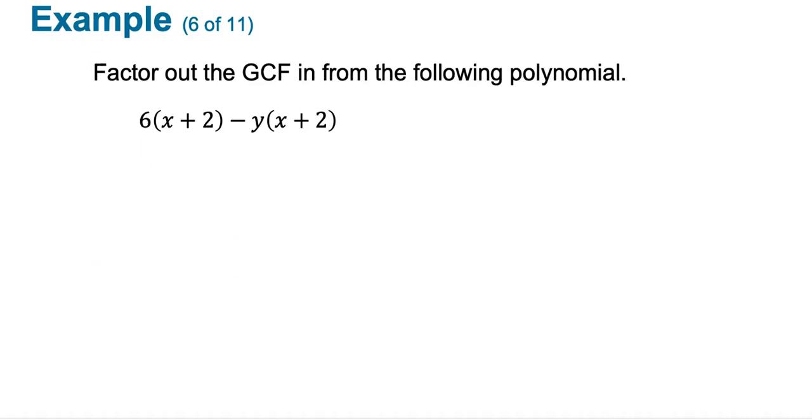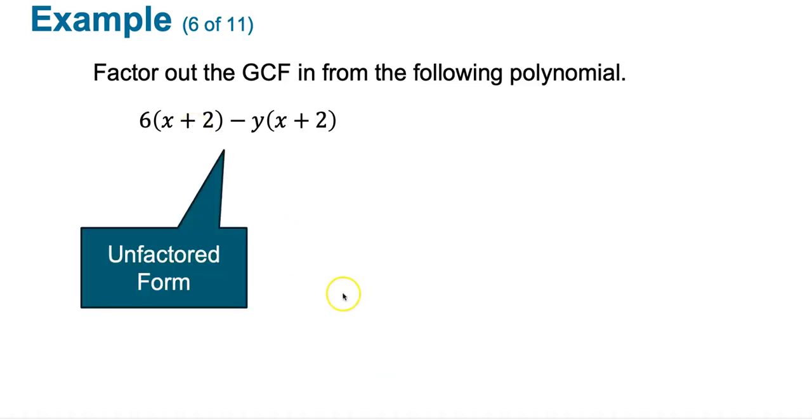Let's do one more example. Factor the GCF from this polynomial. First, let me ask you a question. Is this polynomial in factored form or in unfactored form? It's in unfactored form. Why? Because it's written as 2 terms being subtracted.